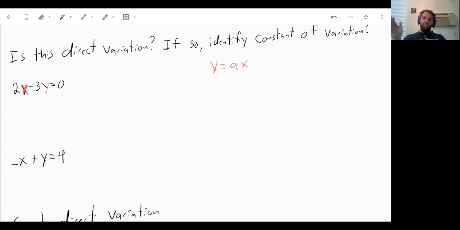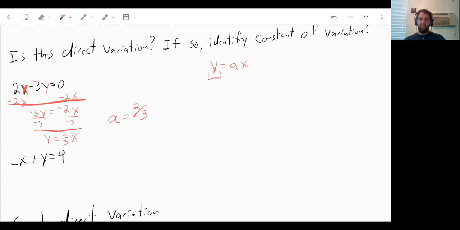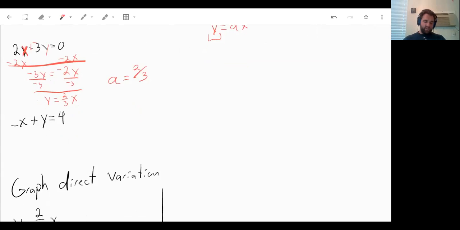So I need to solve for y essentially because we need to get y by itself. Well, let's change this to a plus negative 3, and then we can subtract 2x from both sides. So we'll have negative 3y equals negative 2x. We can now divide both sides by negative 3, and are left with y equals 2/3 x. That is direct variation, and our constant of variation is going to equal 2/3, because that's what's multiplied by x at the end.